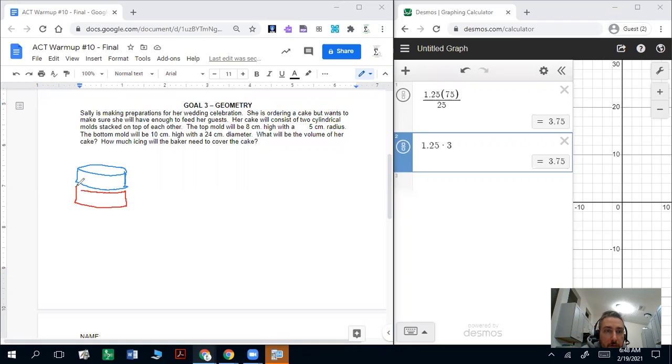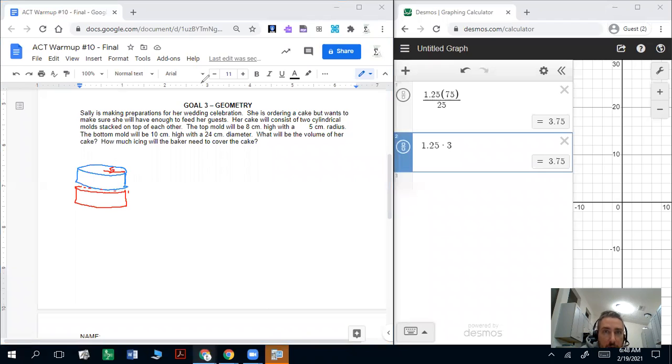Cylinder 2. And of course, those are going to be stacked on top of each other. So let's see what we got. The top mold will be 8 inches high with a 5 centimeter radius. So the radius is this distance here.